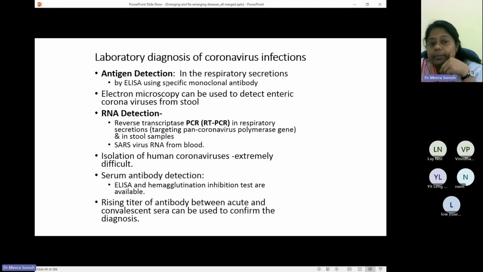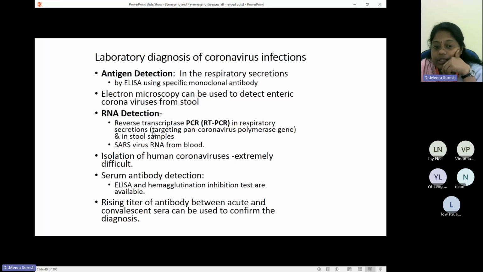Then lab diagnosis by antigen detection using the ELISA test, electron microscopy to view the enteric coronavirus from the stool. If it is in the GIT, then definitely it will be excreted via stool. So that could be used. But we didn't use this method anyway for our detection when COVID-19 came.